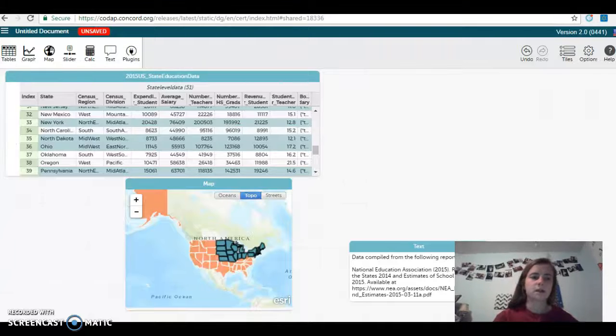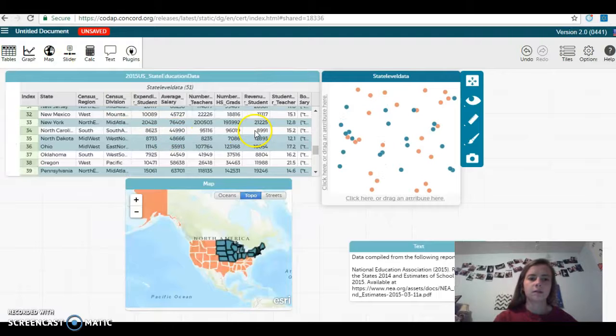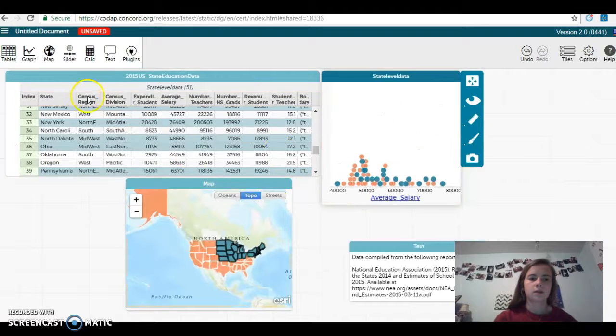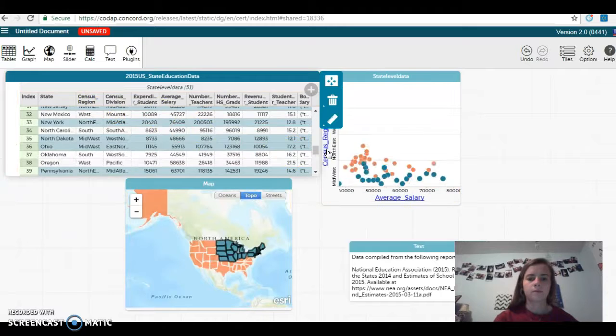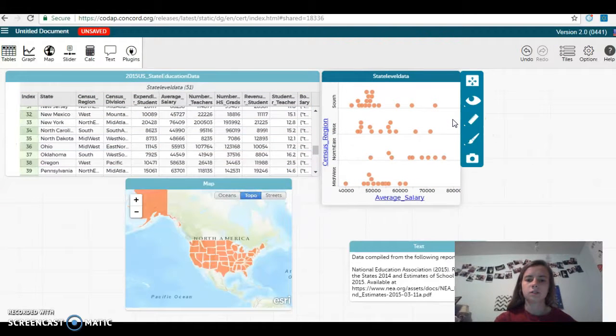When investigating this data, we're first going to pull up a graph to represent some data in the table. We're going to drag the average salary to the x-axis and the census region to the y-axis. This splits up the data into 4 different regions: the Midwest, Northeast, West, and South.